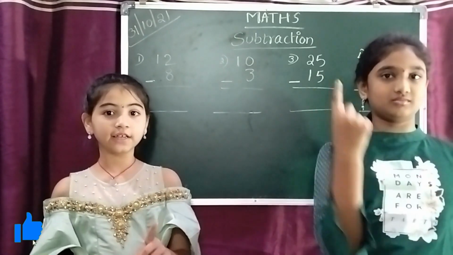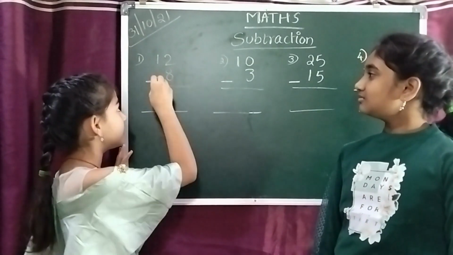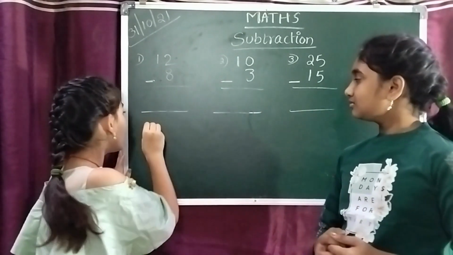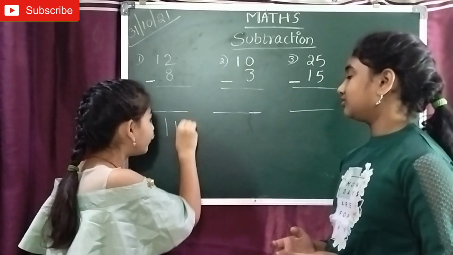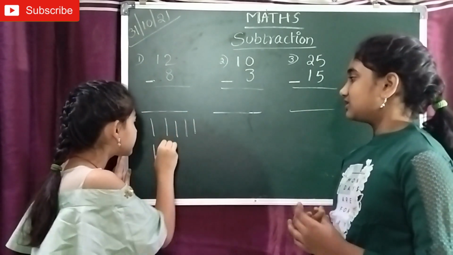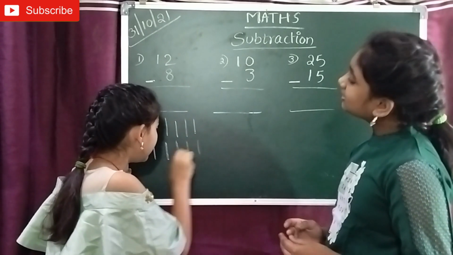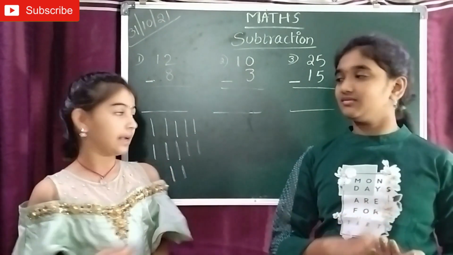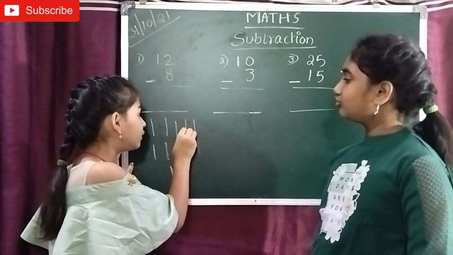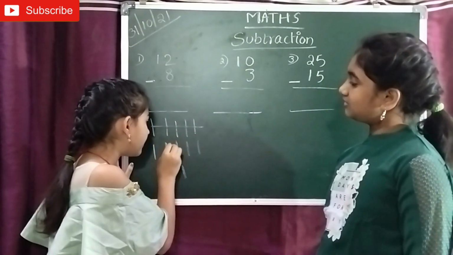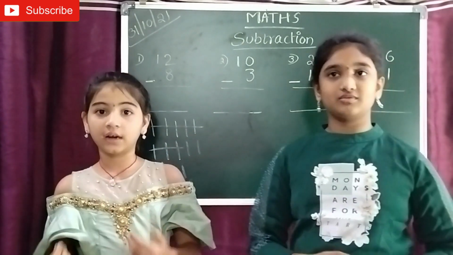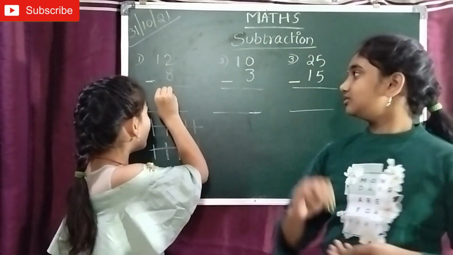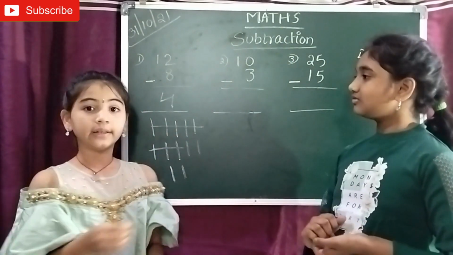Let's move on to the first example, that is 12 minus 8. Now we are using lines. 12 lines: 1, 2, 3, 4, 5, 6, 7, 8, 9, 10, 11, 12. 8 means we should remove 8 lines. 1, 2, 3, 4, 5, 6, 7, 8. So how many lines are left? 1, 2, 3, 4. So the answer is 4. 12 minus 8 equals 4.